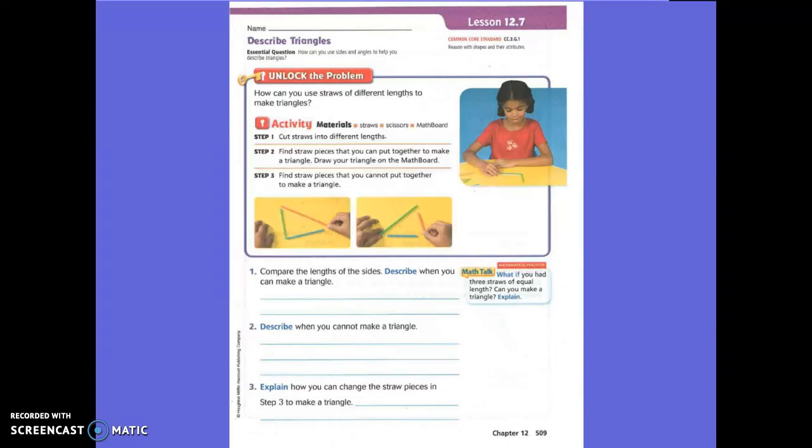Boys and girls, today we're going to describe and compare triangles based on the number of sides that have equal length and by their angles. Okay, question says, how can you use straws of different lengths to make triangles? It says, cut straws of different lengths and find straw pieces that can put together to make a triangle. Draw them on your math board and find straw pieces that you cannot put together to make a triangle.